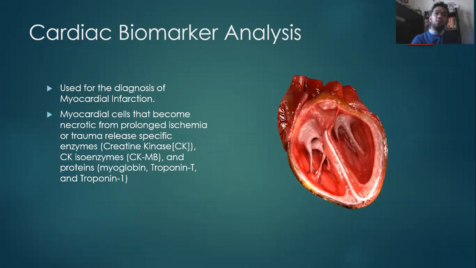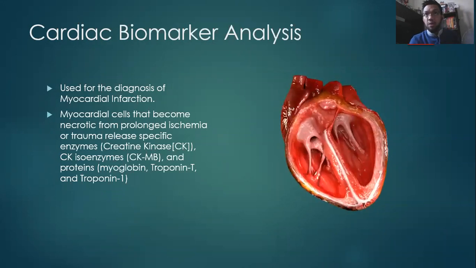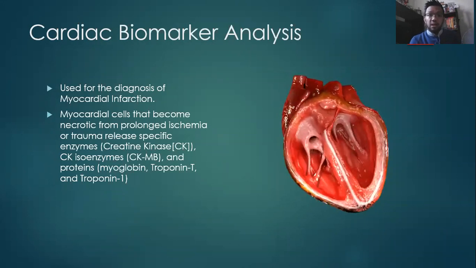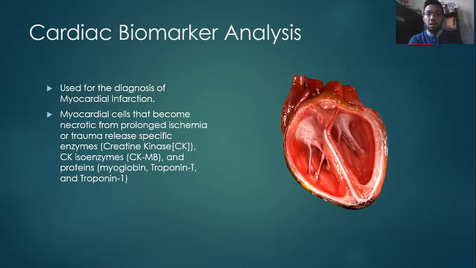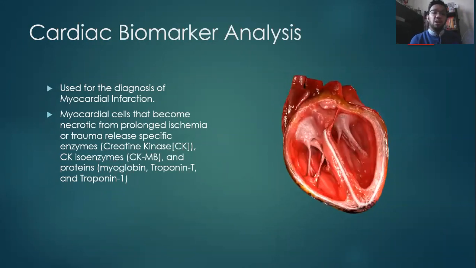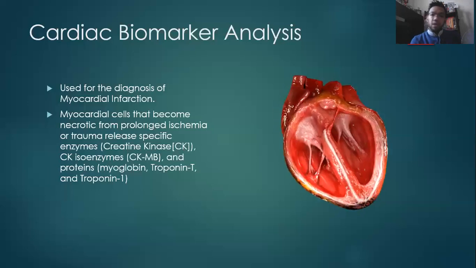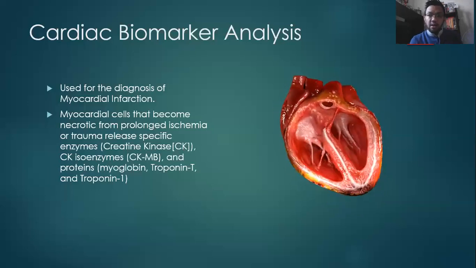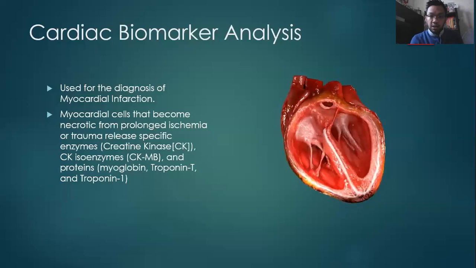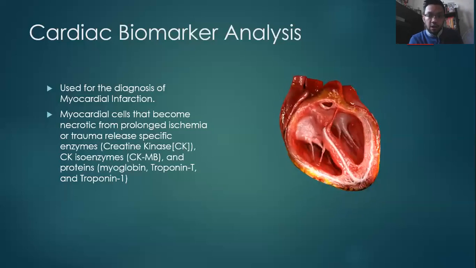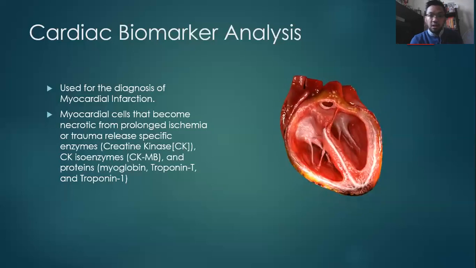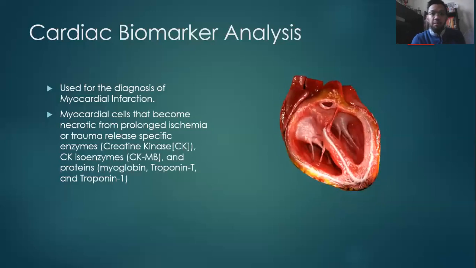This is used for the diagnosis of MI or myocardial infarction. And when myocardial cells become necrotic from prolonged ischemia or trauma, they release specific enzymes. So, for example, a patient is having a heart attack. And as we all well know, in a heart attack, the coronary arteries that are supplying the heart with oxygen-rich blood are going to be blocked by an embolus, for example.